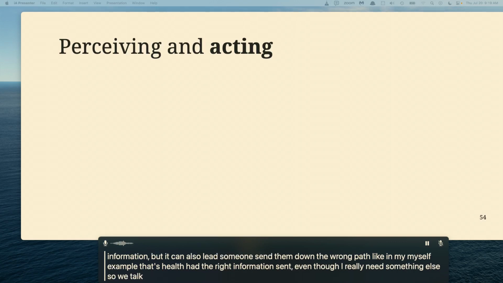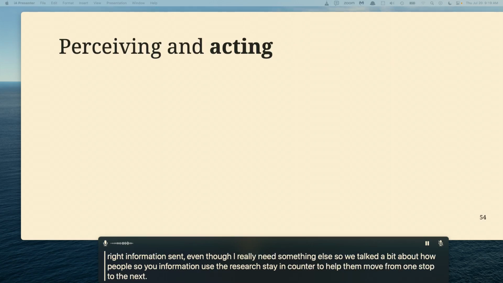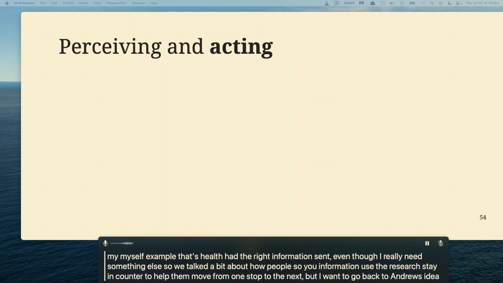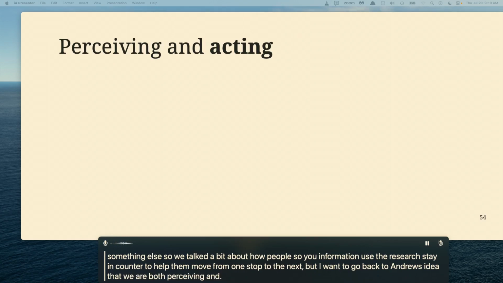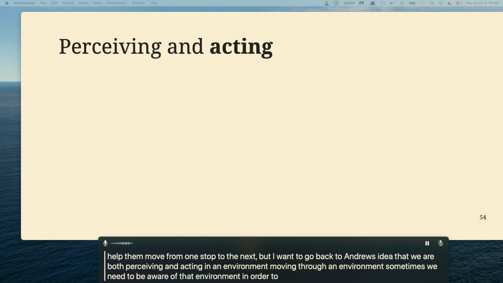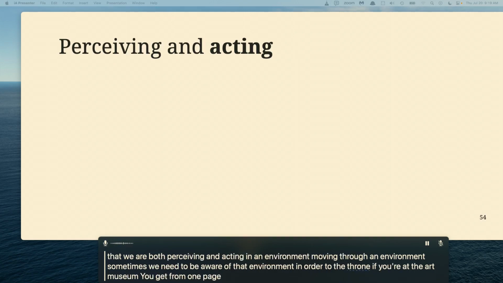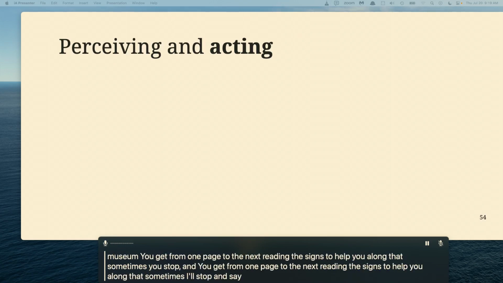So we've talked a bit about how people seek information, use the resources they encounter to help them move from one step to the next. But I want to go back to Andrew's idea that we're both perceiving and acting in an environment, moving through an environment. Sometimes we need to be aware of that environment in order to move through it. If you're at the art museum, you go from one painting to the next, reading the signs to help you along. But sometimes you'll stop and say, which room am I in? Am I in medieval art? How do I get to modern art?